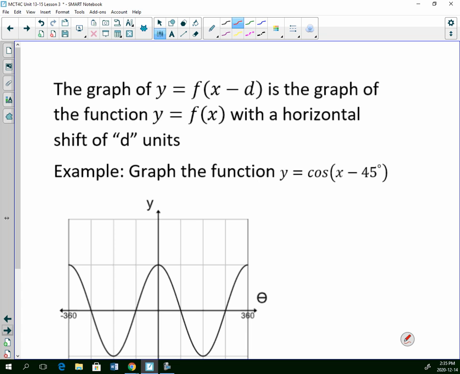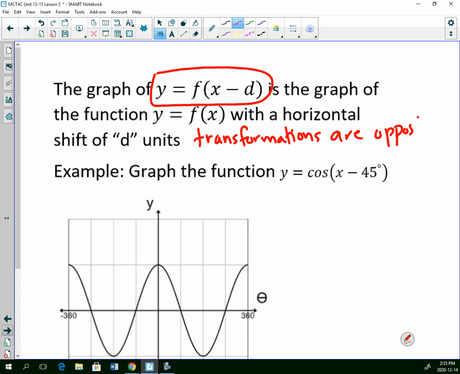Okay, horizontal shifts. So horizontal shifts will occur inside the function, meaning inside the bracket. So it will look something like this. So if I see a number inside that bracket, added or subtracted to the x, it is a horizontal shift, either left or right. And remember that transformations always do the opposite when it's applied to the x.